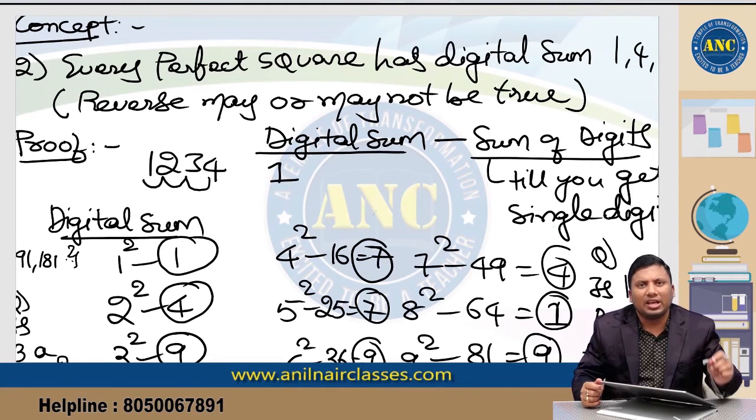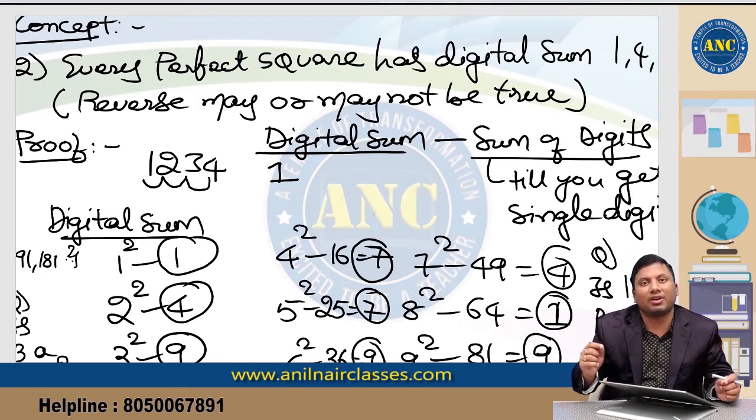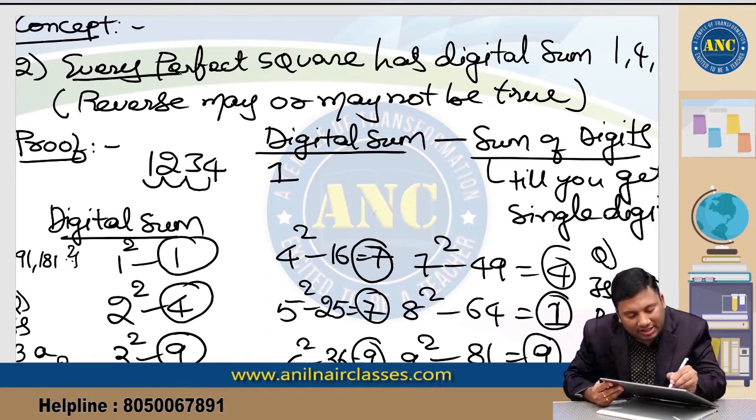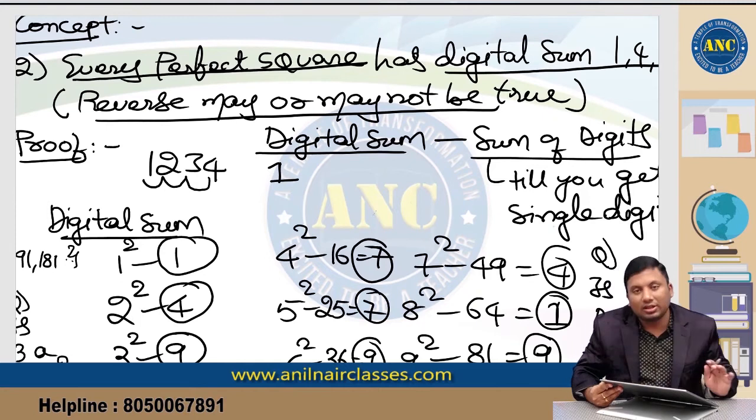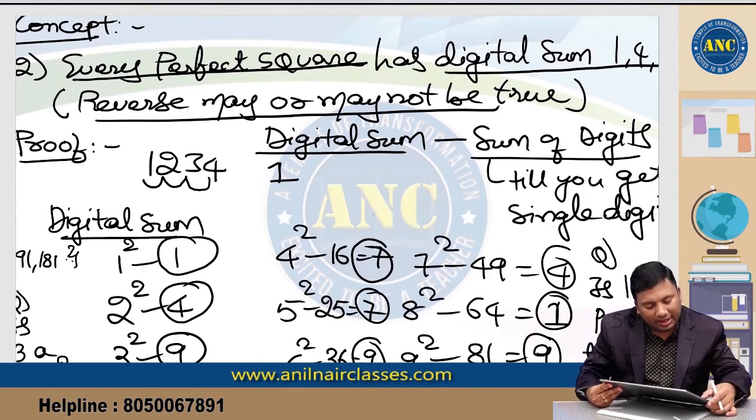Always remember, if a number is a perfect square, it will have digital sum 1, 4, 7 or 9. If a number has digital sum 1, 4, 7 or 9, it may or may not be a perfect square. I hope it is clear. This is the second concept. I hope the idea is clear.